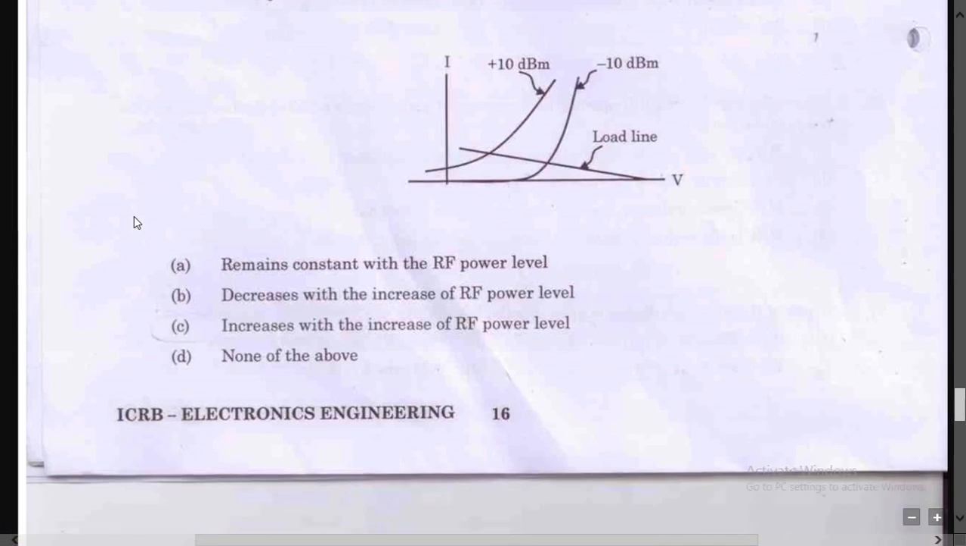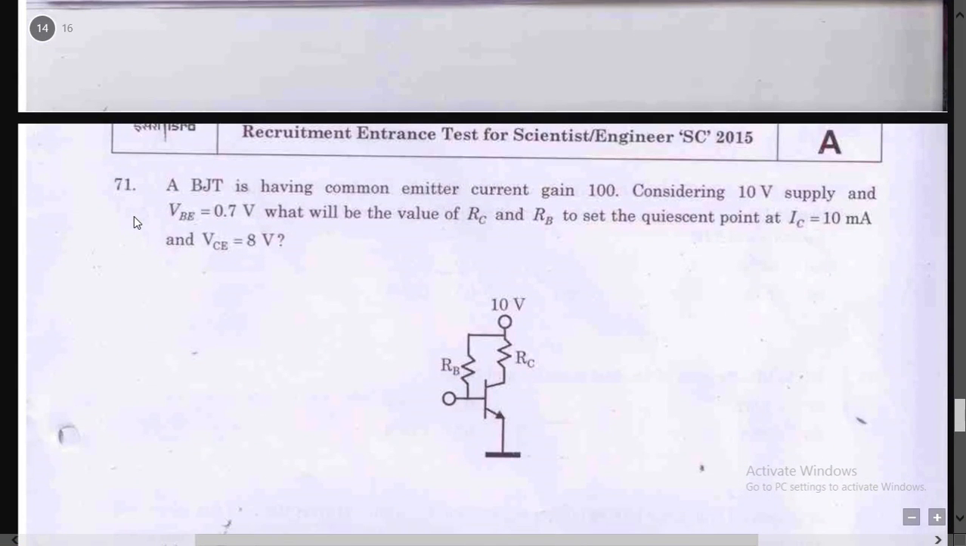Now question number 71, we have a common emitter BJT, in which current gain beta is equal to 100, and a 10 volt supply is provided, VCC is 10 volt and VB is 0.7, and we have to calculate RC and RB.